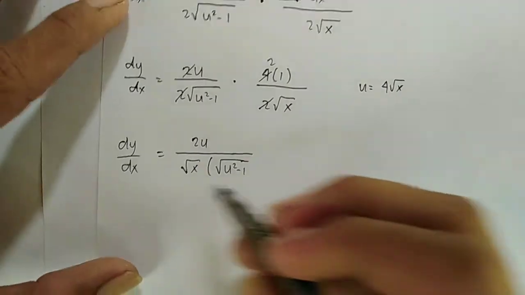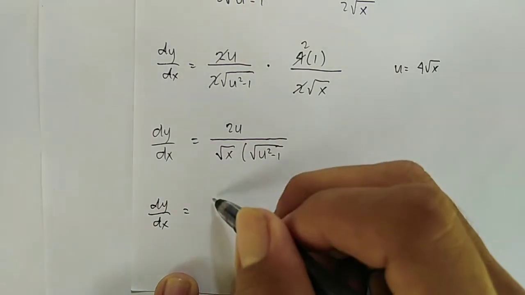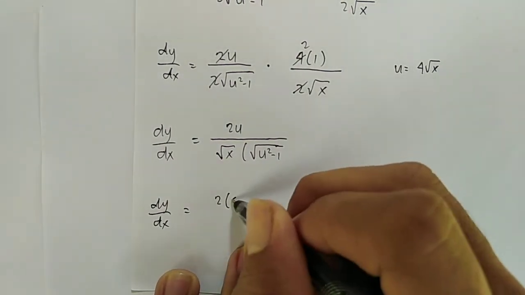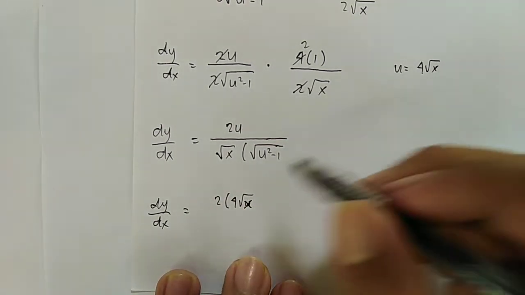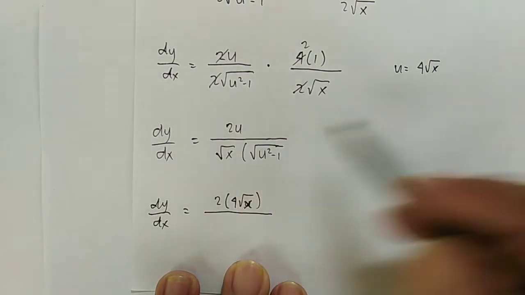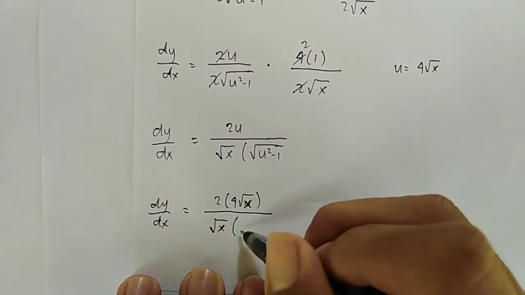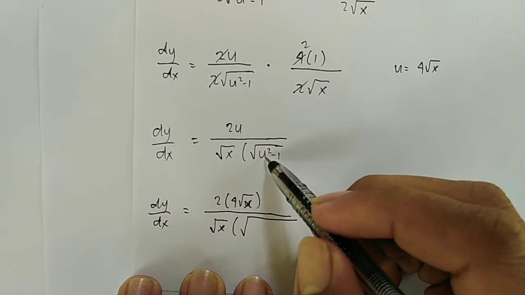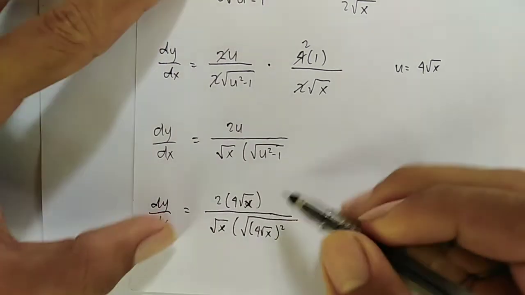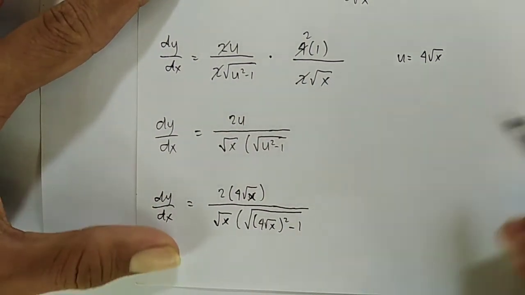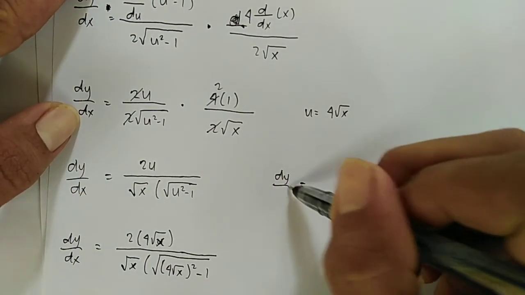So mangyayari diyan, dy over dx is equal to yung u. So 2 times 4 square root of x, since yan yung value ng u natin. So substitute u with its value, which is 4 square root of x. Then kopya lang natin yung square root of x, then times the square root of, since may u pa tayo dito sa denominator, papalitan din natin yun ng 4 square root of x, then square, then minus 1. So yan lang.